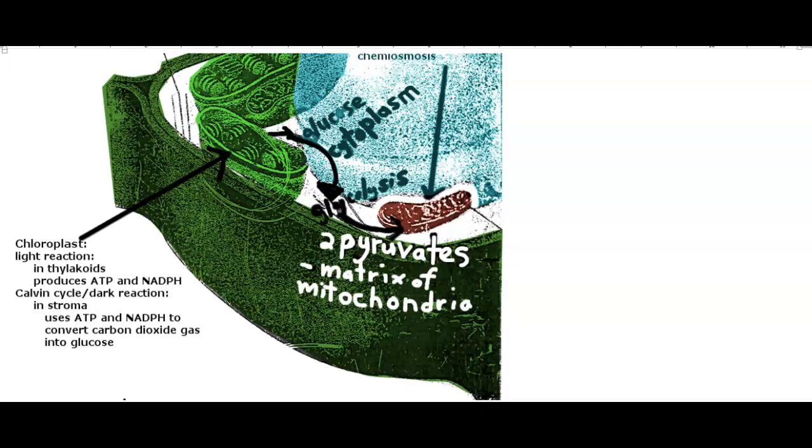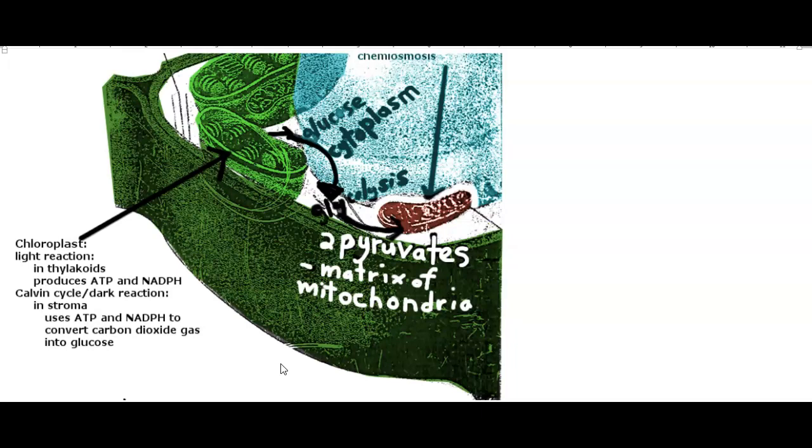So back to this picture. Inside the chloroplast, light reactions, in the thylakoids, we made ATP and NADPH. Still inside the stroma, ATP and NADPH are used to convert carbon dioxide, reduce carbon dioxide into glucose. So the Calvin cycle is going to use ATP, use NADPH to reduce carbon dioxide into glucose.